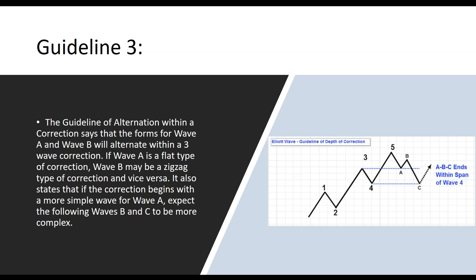If the guideline of alternation says things will alternate, then whatever pattern you have for A will alternate in B and C. So if you have a very flat wave for A, B will alternate, maybe as a zigzag type of correction, or vice versa. It also states that if the correction begins with a more simple wave for A, expect the following waves B and C to be more complex.